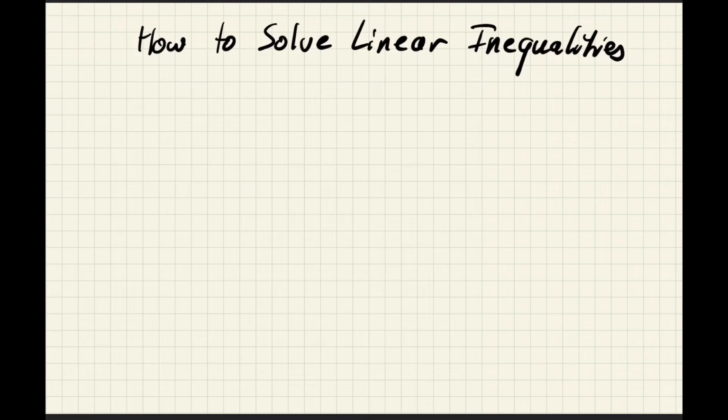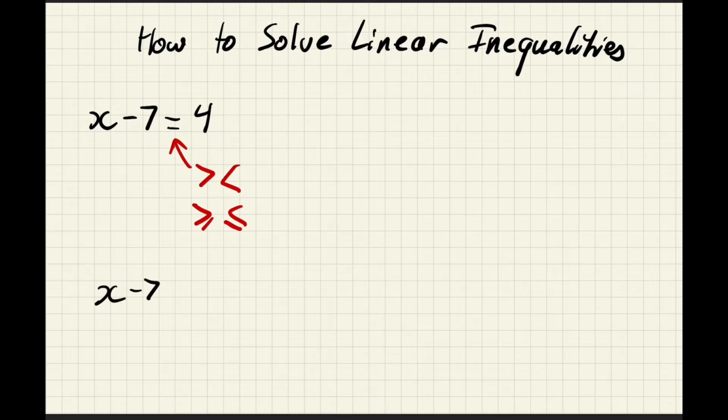In this video, we are going to look at how to solve linear inequalities. So first of all, let's go through what a linear inequality actually is. We might have seen linear equations where we have something like x minus 7 is equal to 4. A linear inequality is quite similar, only that rather than having the equal sign, we have signs such as greater than, less than, or greater than or equal to, or less than or equal to. So an example of a linear inequality is x minus 7 is greater than or equal to 4.